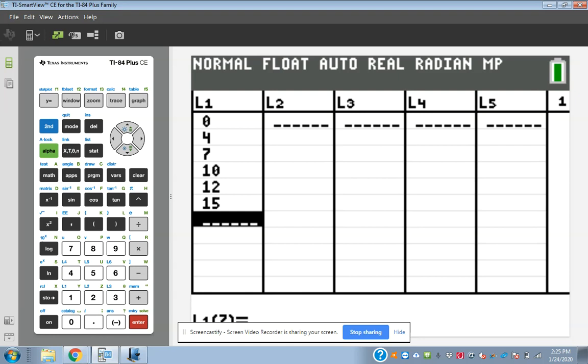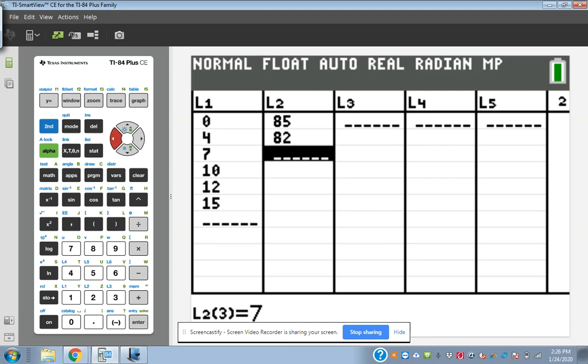And then you're going to enter the Y values in list 2. And again, you need to put them in the order that they are on the table, because we're putting the ordered pairs in here is what we're doing. 0, 85. 4 goes with 82. 7 goes with 81. 10 goes with 79. 12 goes with 77, and 15 goes with 76.